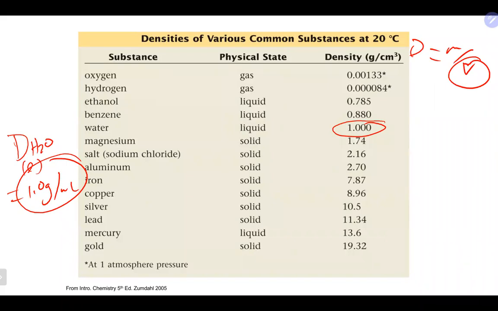So if you ever come across a problem, you need density of water, 1 gram per milliliter is typically what it uses, but in reality, it does really change with temperature. But any book problem or stuff like that, in most cases, 1 gram per milliliter is something you should know is the density of water. Any questions on any of that?